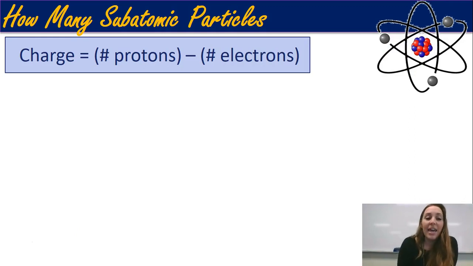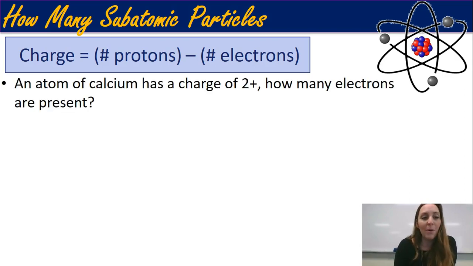All right, and then charge. So charge happens based on how many protons to electrons ratio. You can't change the number of protons in an atom, but if an atom gains or loses electrons, it's going to have a charge. And that makes it an ion. Anything with a charge, we'll get to that at some other time, but let's do some problems.